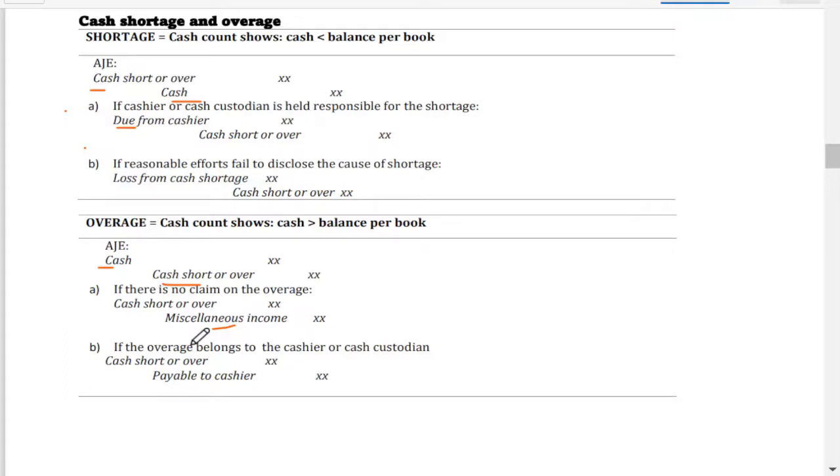But if the overage belongs to the cashier or the custodian, okay, turns out na pera pala yun ni cashier, nagpa-change ba siya or yung cheque, pina-convert niya into actual bills. So, na-mix yung money niya. So, isasaoli mo sa cashier or custodian. So, cash short or over, then payable to cashier.